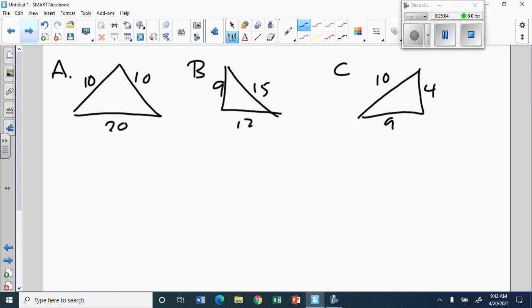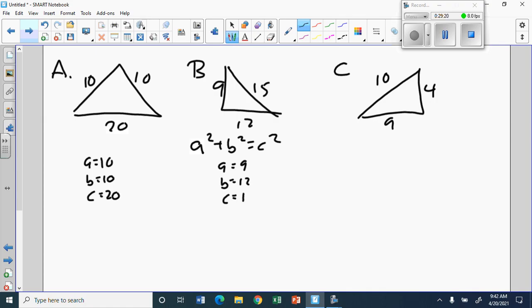So we're going to use the Pythagorean theorem for all of them, guys. I'll give you this little shortcut. A squared plus B squared equals C squared. A equals 10. B equals 10. C equals 20. A equals 9. B equals 12. C equals 15. A equals 4. B equals 9. C equals 10. And we substitute them in. 10 squared plus 10 squared equals 20 squared. 100 plus 100 equals 400. 200 equals 400.